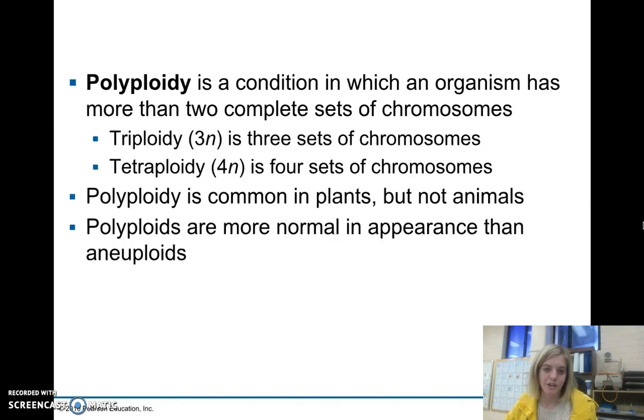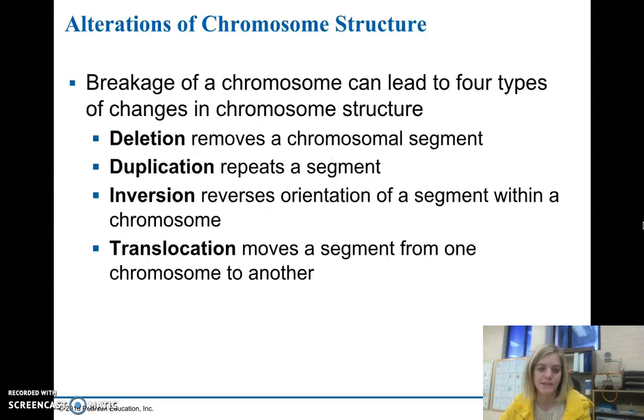Polyploidy is a condition in which an organism has more than 2 sets of complete chromosomes. So there are some examples there, and this is pretty common in plants, but not in animals. So animals typically don't express polyploidy, but some plants do, and they tend to be relatively normal in appearance. The other type of changes to chromosomes that we can observe that cause large-scale disorders is involving the breakage of chromosomes, which in turn alter their structure.